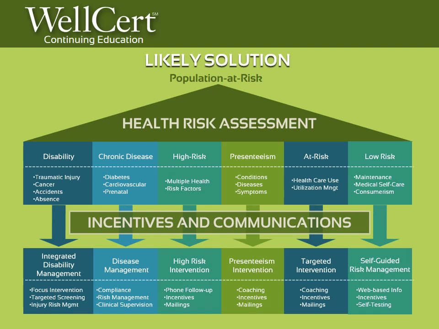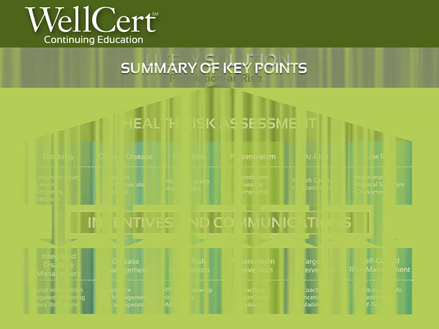Then it has a set of kind of unique incentives and communication that are designed for each of these strata. And then the idea that there's interventions and different kinds of things that can be done, which you see listed below the dotted line in the boxes at the bottom. So the idea is that ultimately our most efficient way of doing population health management is using a risk stratification model and actually having this kind of thing carried out in terms of population health management.